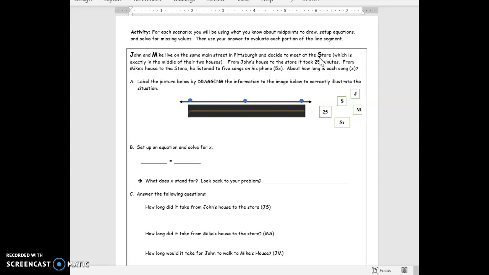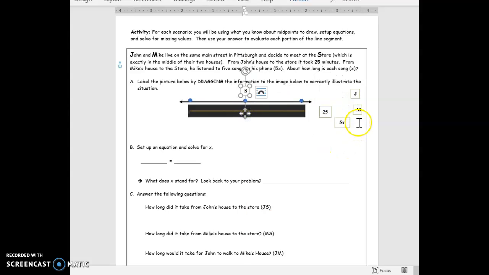So if you notice also, I highlight in bold the letters that represent the different items that we're looking to map out. So here's our road, and it says the store, which is S, is exactly in the middle of J and M, John and Mike's house, right? So you're going to take the S and drag it right above the middle point. And Mike and John, doesn't matter where you put them, they just live on the endpoints. They live on either side, equal distance from the store.